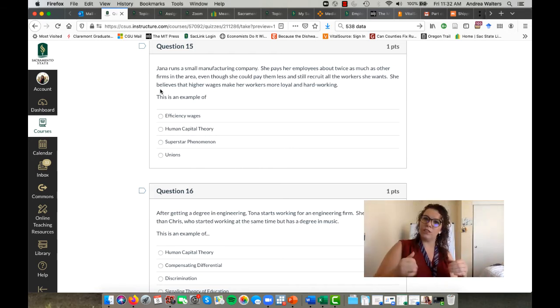Remember, efficiency wages are when firms pay workers more than the equilibrium wage because they want to attract the best workers. They want to have them work harder without having to monitor them. They want more loyalty. They want to reduce turnover. Or in the developing world, efficiency wages can also increase the health and well-being of workers and make them more efficient. So efficiency wages are paying workers more to reduce turnover, increase their effort, attract the best workers, and improve the health of your workers.